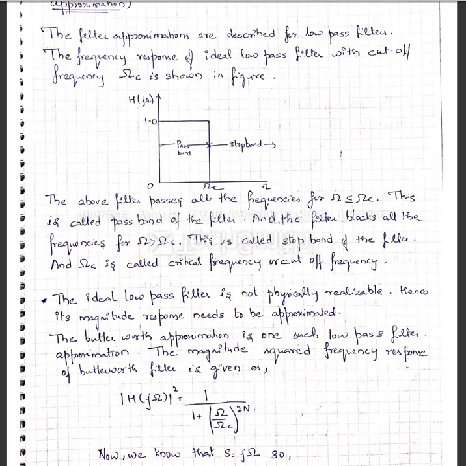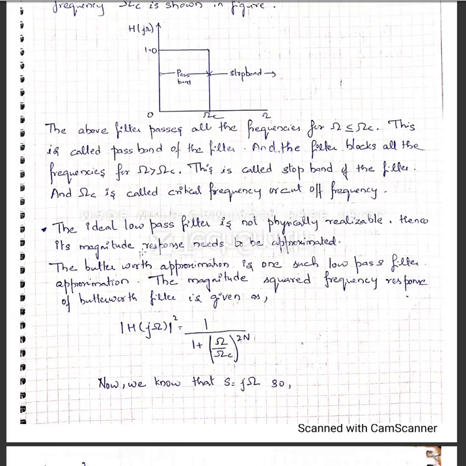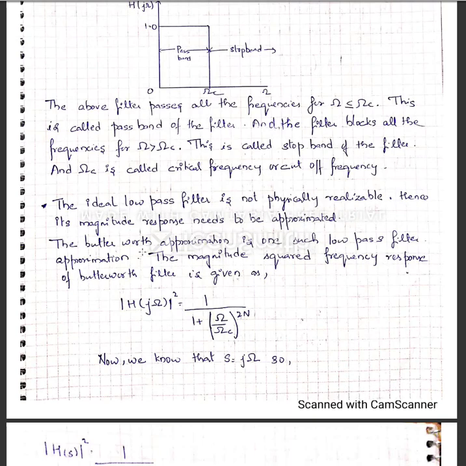The above filter passes all the frequencies for omega less than or equal to omega c, and this will be the pass band of the filter. The filter blocks all the frequencies for omega greater than omega c, and this will be the stop band of the filter. This omega c is the cutoff frequency. Now come back again.